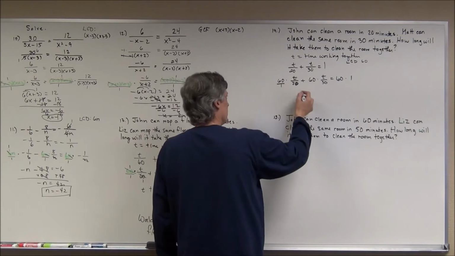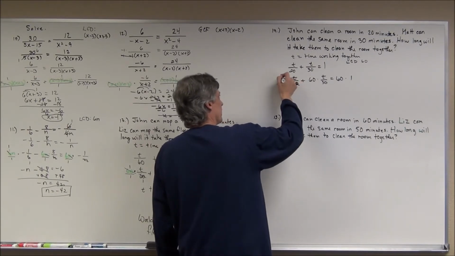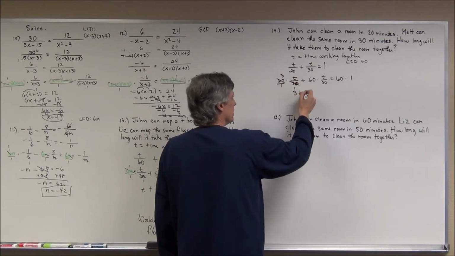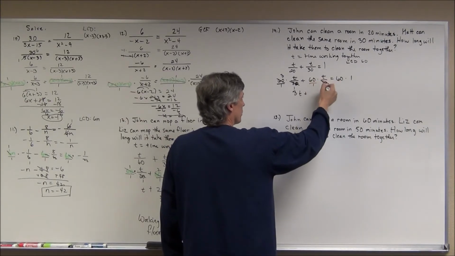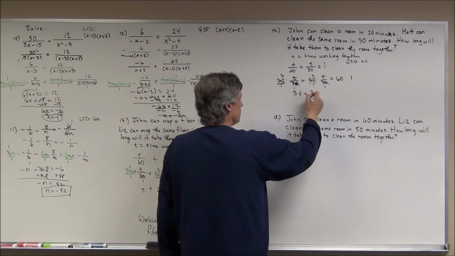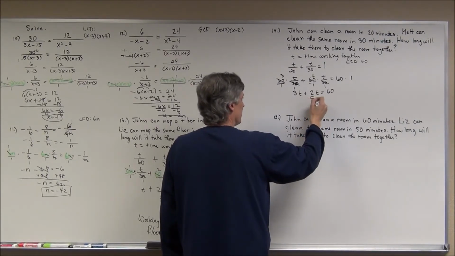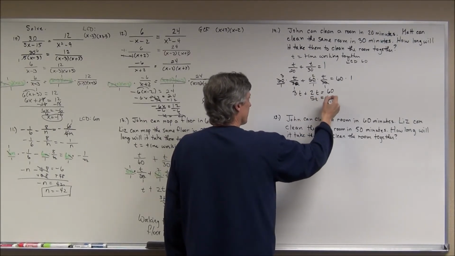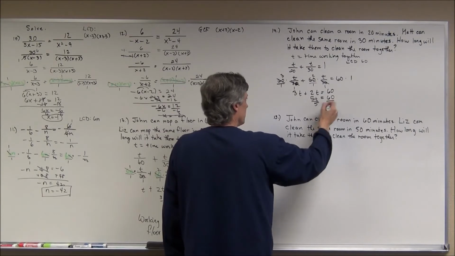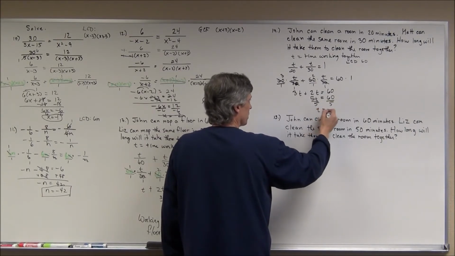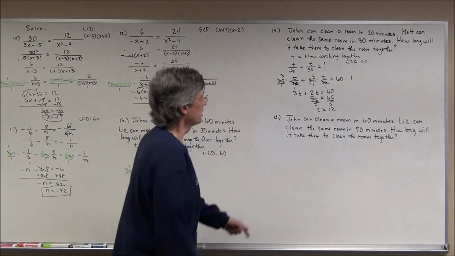And if I do that, 20 goes in 60 three times, that's 3T. 30 goes in 60 twice, that's 2T. And 60 times 1 is 60. 5T, combining like terms, equals 60. Divide by 5, this one's going to come out to be a whole number. I get T is equal to 12. So T is the time working together.